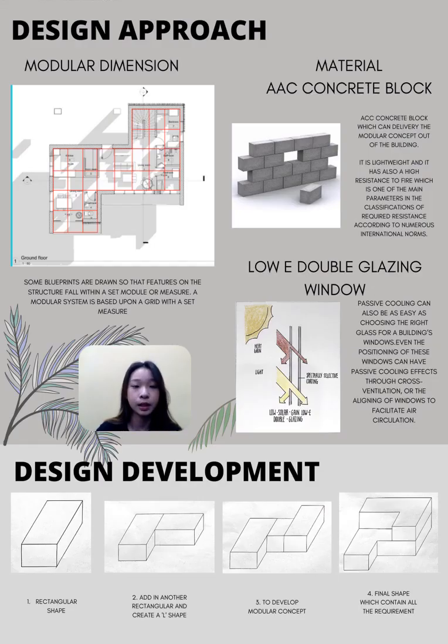To develop a modular design, I have to include a modular dimension, which is shown on the plan with the red lines. Furthermore, for the materials, I have chosen the AAC concrete block for the wall material, which can deliver a modular concept of the building. For another material, for cooling, I have chosen low-E double glazing windows for passive cooling.